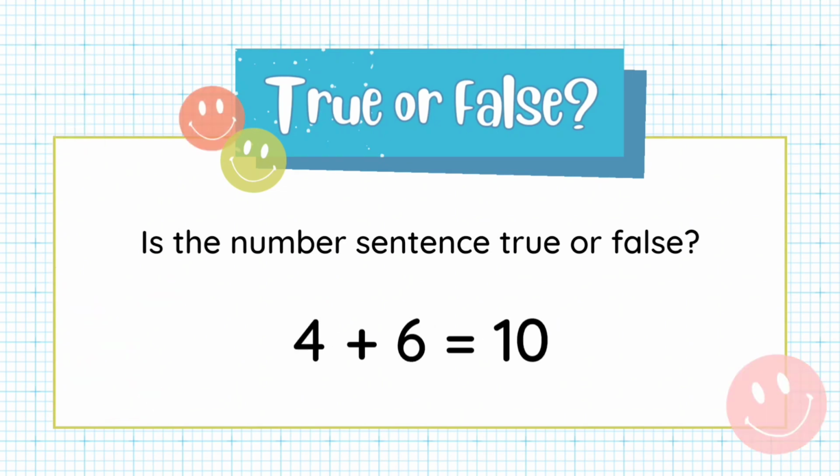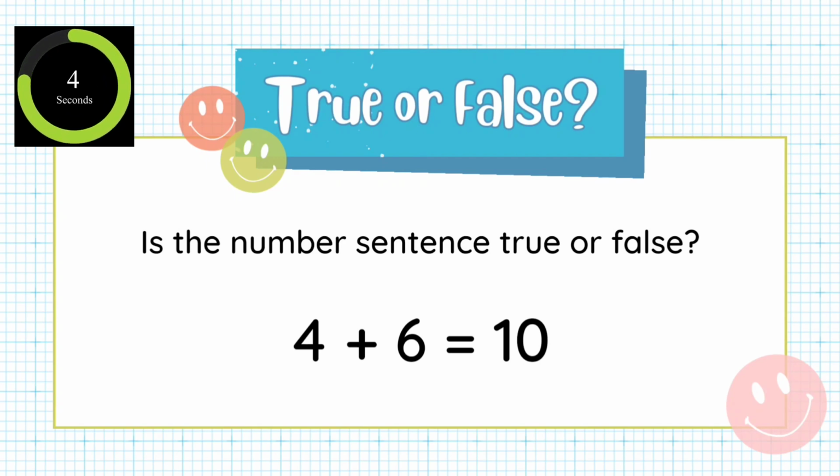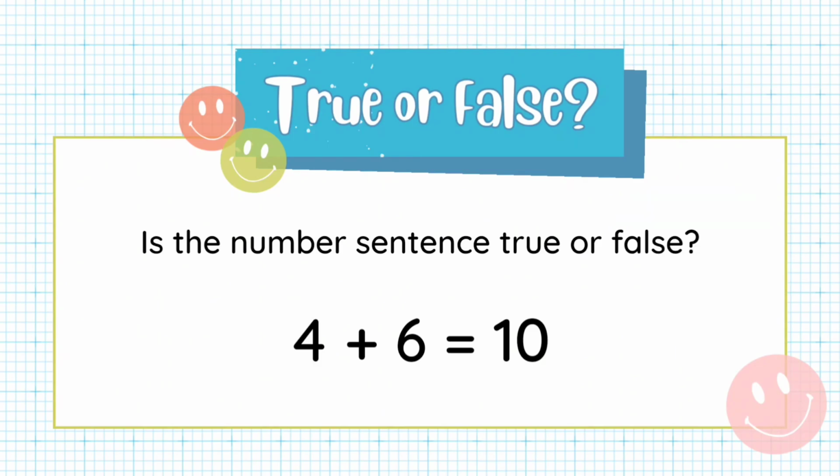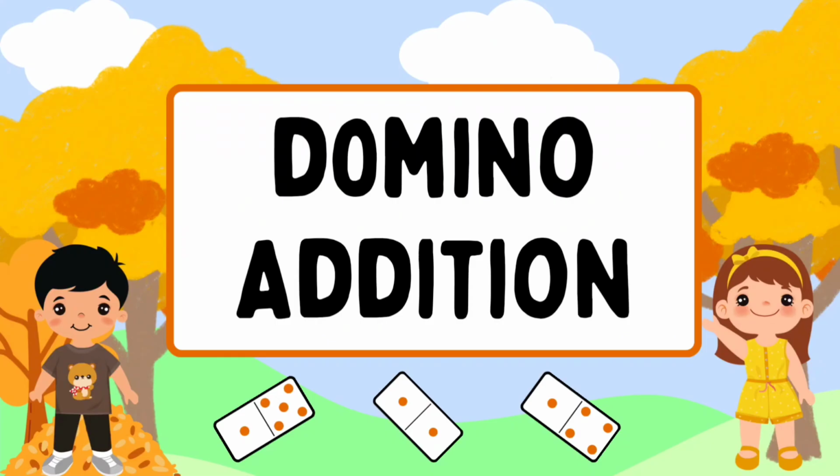It's false because it's 19. Is the number sentence true or false? 4 plus 6 equals 10. Yes, it's true. Now the next part is domino addition.